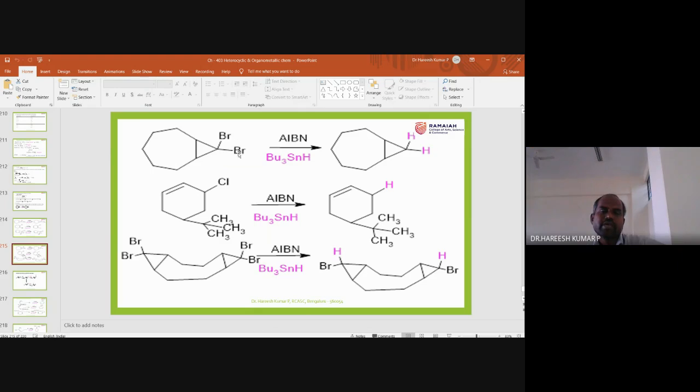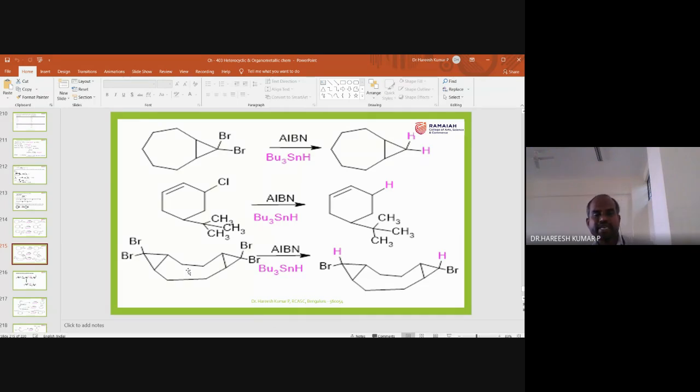So here you can observe that both are bromine. This is one bromine, this is another bromine. What is happening? This is a radical initiator, and both the bromines, this one as well as this one, are replaced with hydrogen. So that is how the product is obtained. And here I am taking one more. This is the chlorine, and this will be the substituent, and this chlorine is replaced with hydrogen. That's the product. And here, I think you know that this moiety is called an 8-membered ring moiety. This is cyclopropane, this is also cyclopropane, this is the 8-membered ring.